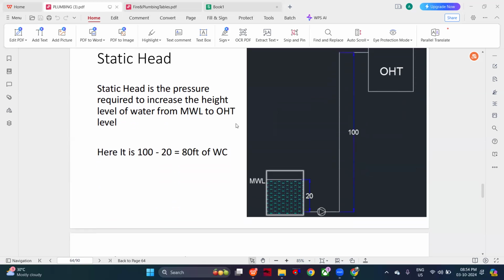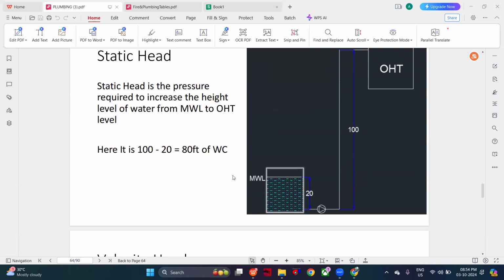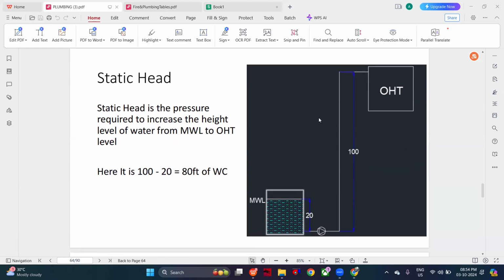So here, this is the water level they are showing. Actually, here they took the pipe. The vertical pipe length is 100 feet. But the water level, why did they minus 20? Actually, the water level is 20 feet. Do you know what I mean by water level? If the water is filled like this, obviously the water will come in this pipe to the 20th level.